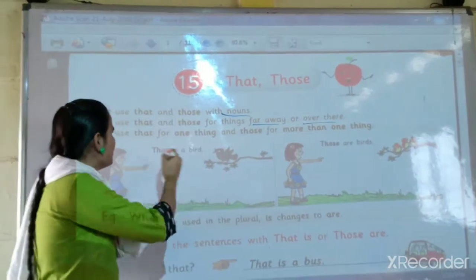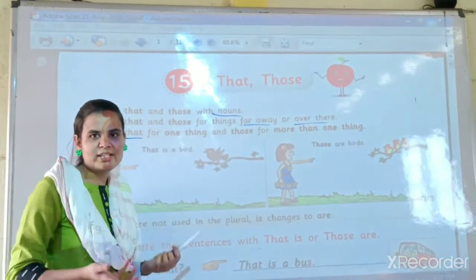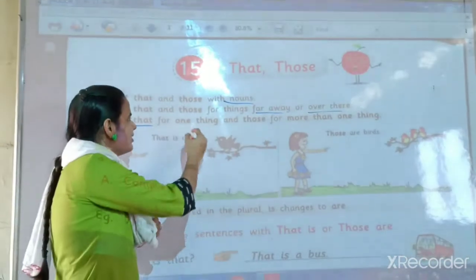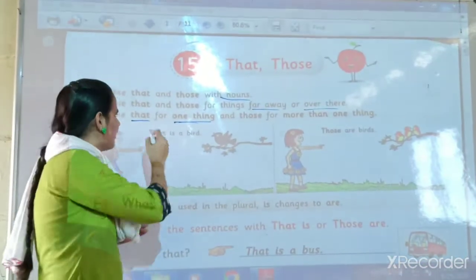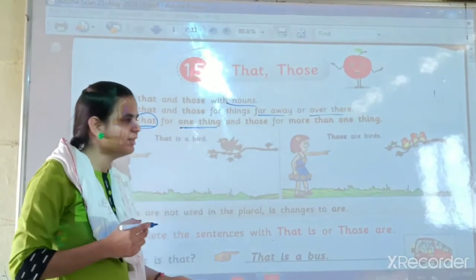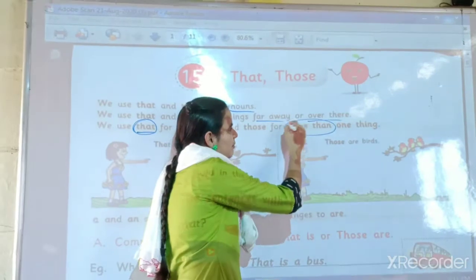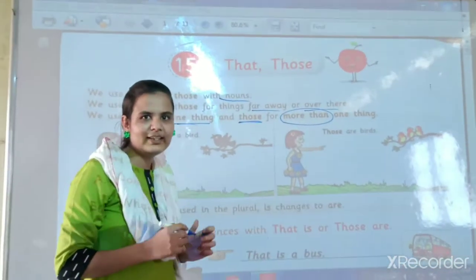See students, when we use that? We use that for only one thing. We have learned singular, plural. So when we are talking about only one thing, that time we have to use that. And if we are talking about more than one thing, then we have to use the word those. Clear?